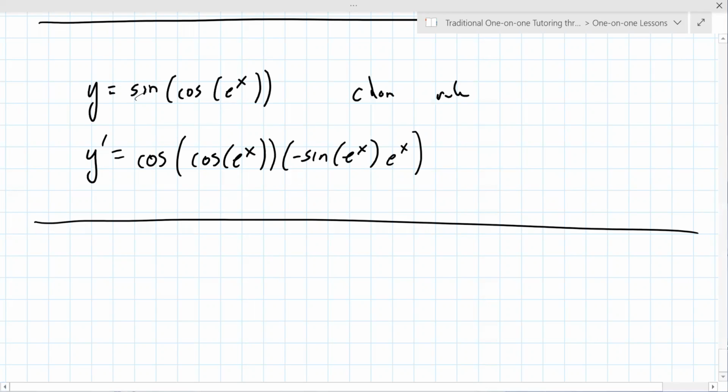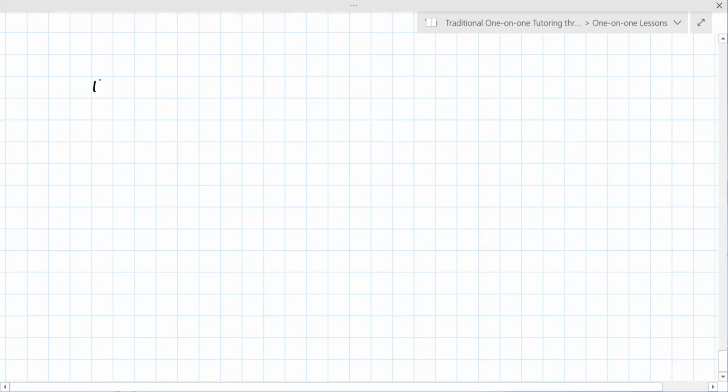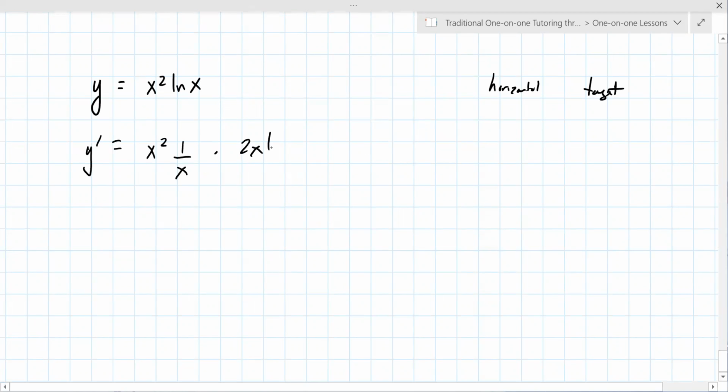So maybe a problem like this, they could say y equals x squared natural log of x, where is the horizontal tangent? So you have to be able to take a derivative of this: x squared times 1 over x, plus 2x natural log of x. You set it equal to 0, but let me simplify here.